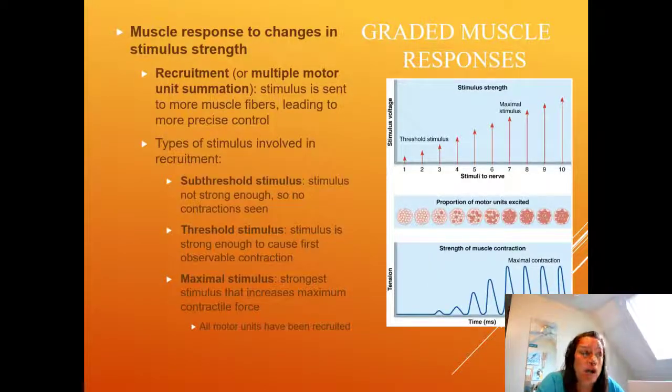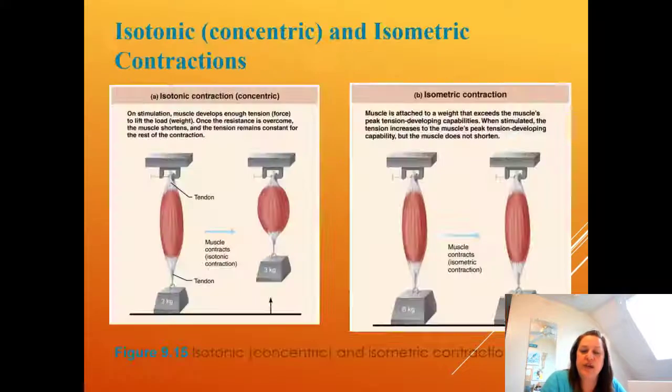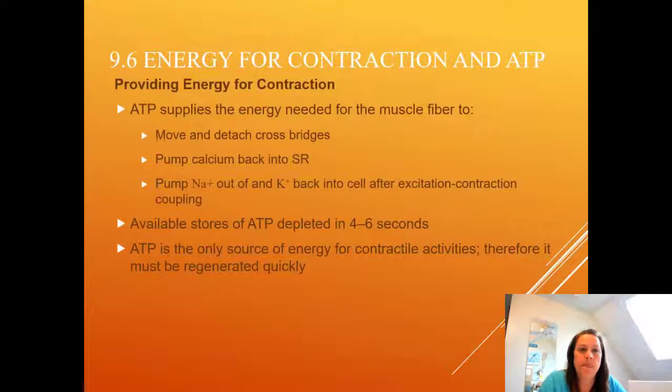Now, the more force we need, right? If I'm carrying the pencil versus carrying the whole desk, I'm going to need more motor units, right? So there are different numbers of motor units called to work. It's called recruitment. Recruitment means we're going to use as much of the muscle as we need to get the job done. Isotonic and isometric, we already went over that. This is just a picture of it. Shortening versus just tensing the muscle.